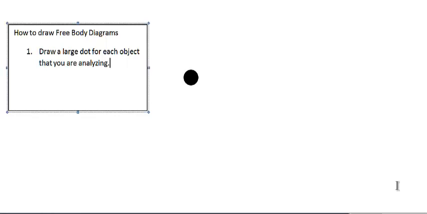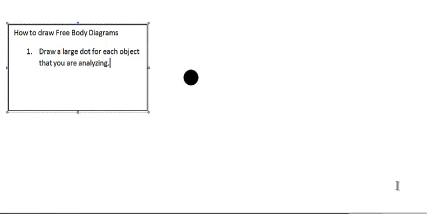One each. That is, if there's a book sitting on top of another book, sitting on top of a desk, you may have to draw 3 different free body diagrams to understand what's going on with all of those things. One free body diagram per object that you're analyzing.